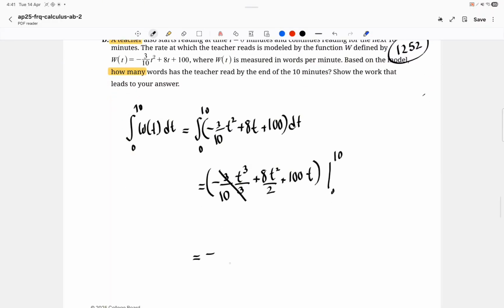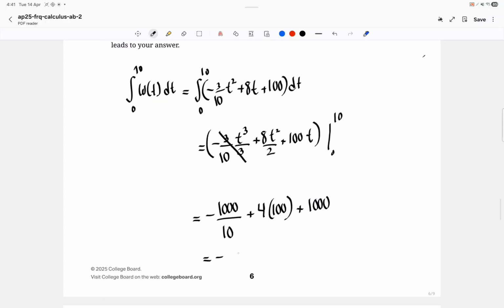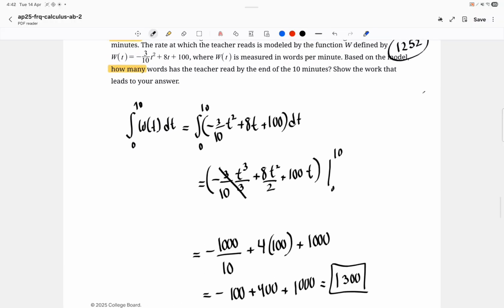These cancel out. So -1000 over 10 plus 4 times 100 plus 1000. And this will be -100 plus 400 plus 1000, 1300.